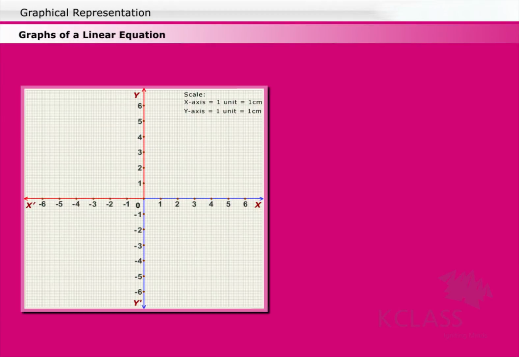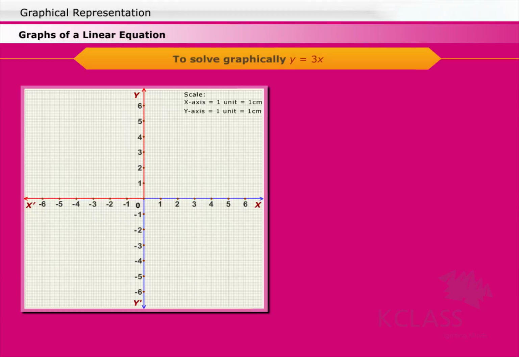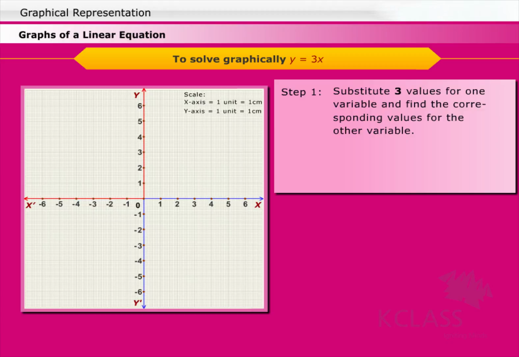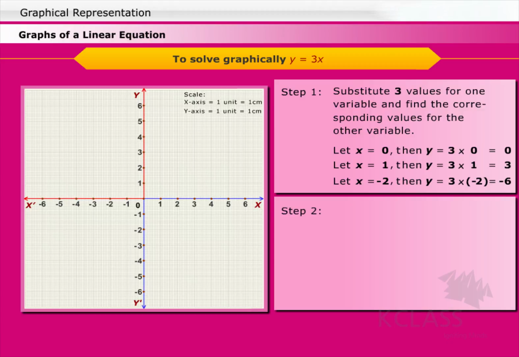Do you know that we can solve equations with the help of a graph? Here's how. Say, we have an equation y is equal to 3x and we have to solve it graphically. We need 3 points to get an accurate graph. So, the first step is to substitute any 3 values for x and then find the corresponding values of y. If x is equal to 0 or 1 or minus 2, the values for y will be 0, 3 and minus 6 respectively. Make a table for the ordered pairs.